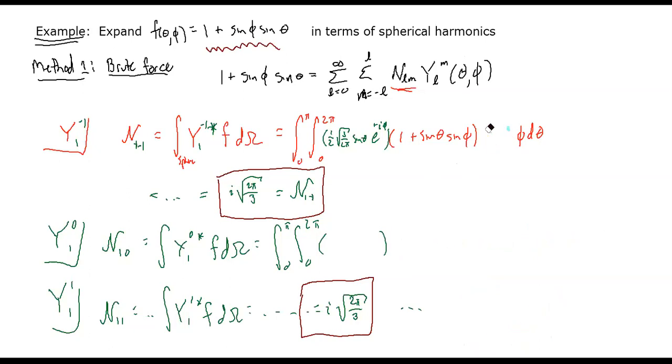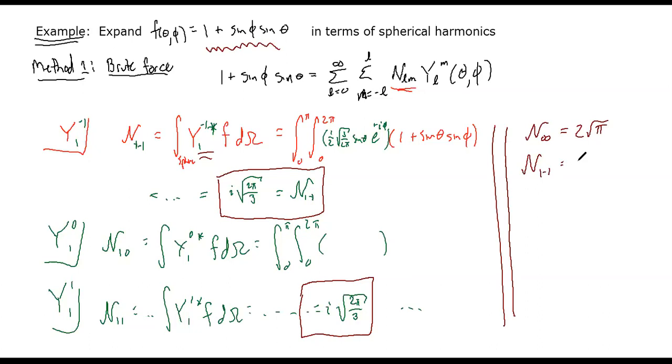Just remember the two pitfalls: remember to complex conjugate when you do the overlap. We have complex functions now. And then remember that when you're integrating over a sphere, you have sine theta d phi d theta. Okay, so we had n 0, 0 equals 2 times root pi. We had n 1, minus 1 equals i root 2 pi over 3, and then n 1, 1 equals i root 2 pi over 3.